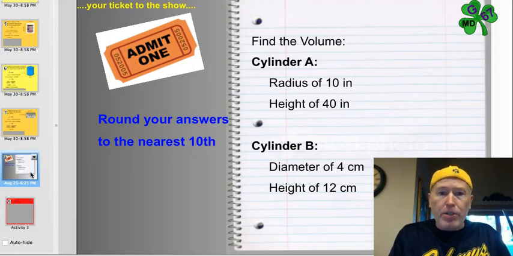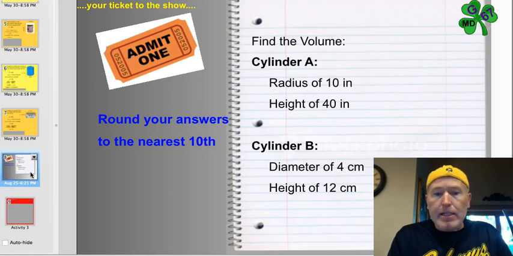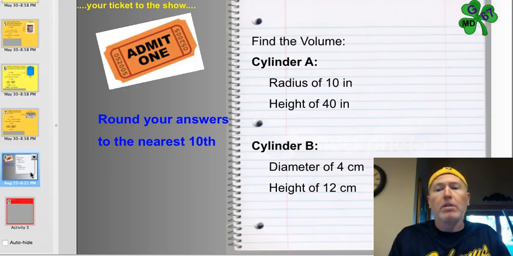We've got 2 cylinders here. I'm going to have you round your answer to the nearest tenth. So cylinder A, radius 10 inches, height 40. Cylinder B, diameter of 4 centimeters, height of 12. Be careful of the radius and the diameter. Make sure you're not just blindly plugging those in. Make sure you're thinking about which one you use. Pi r, my young friend.